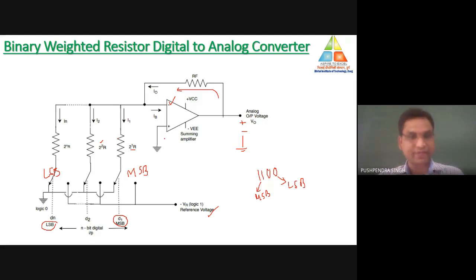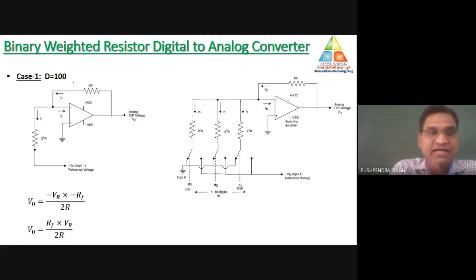Now the operation of this circuit. For the operation, let me consider an example. Let's suppose we divide the operation of the circuit into different cases. In the first case, let the input bits be 1 0 0. Just take it as a 3-bit DAC. So in the case of the 3-bit DAC, let the input be 1 0 0, which means the LSB is connected to 0 and the MSB is connected to 1.